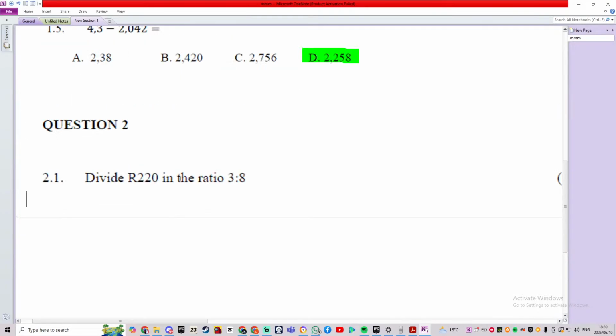Okay, we have a question saying, divide 220 in the ratio 3:8. Let me see if anyone can do that quickly. I'll give you 30 seconds. Can anyone do that in the chat? What do you think? Where do we start, guys?